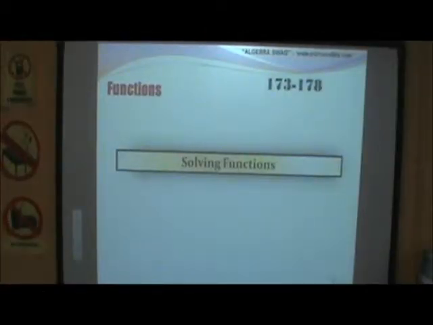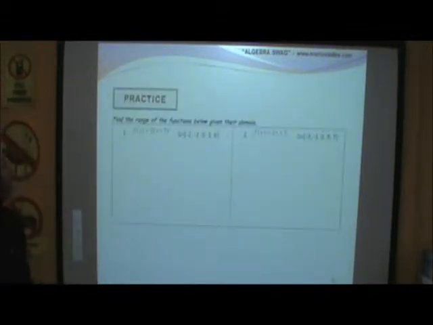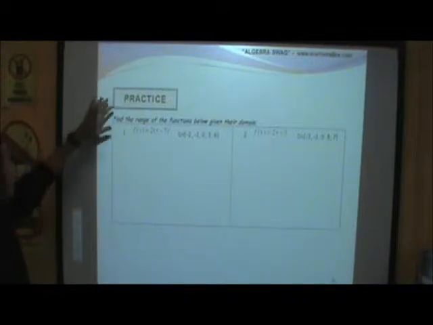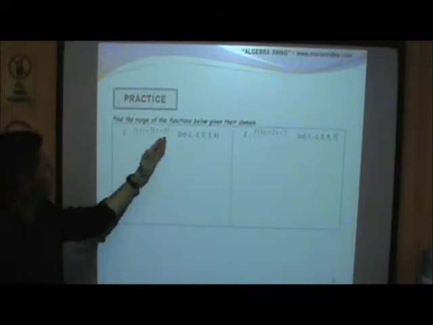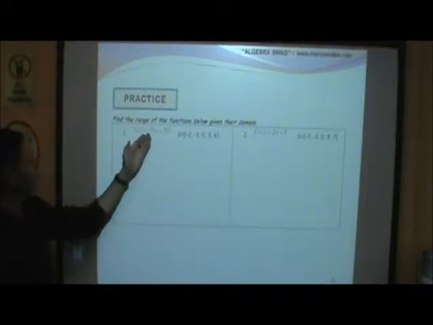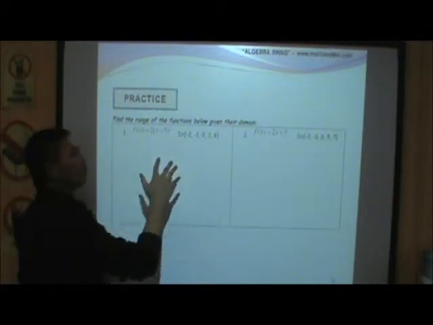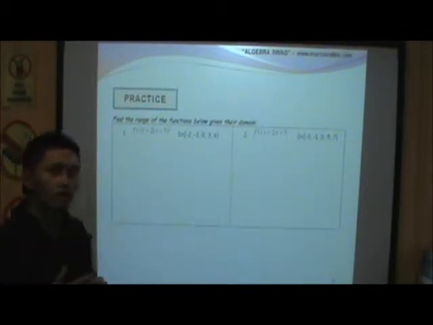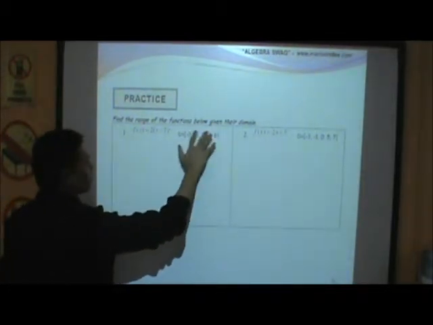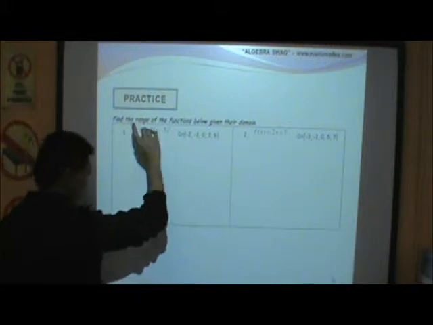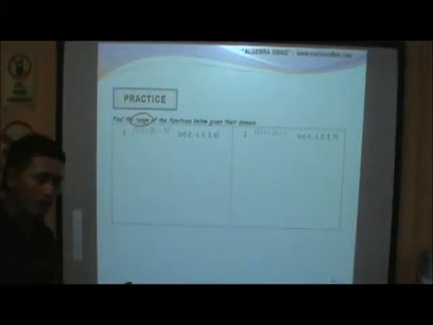Okay, evaluating functions is one of the easy lessons in Algebra 1. For right now, to find the range of the functions below, here we have two functions. Function f(x) equals 2(x − 5)². When we talk about domain, we're talking about all the x values. Here the x values are given. The domain is given, so this time we are going to find the value of y, the range.